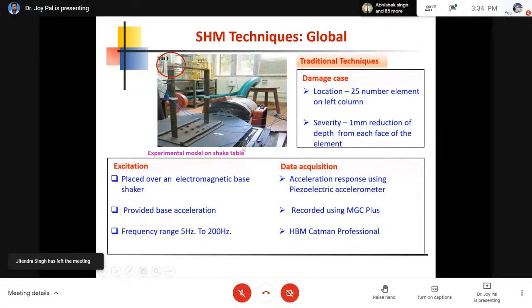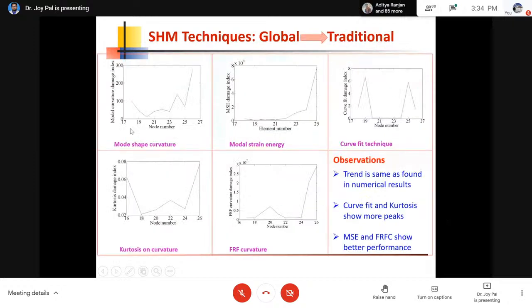We gave the acceleration here, and we collected the data using Catman Professional, which is the data acquisition system. When we applied the algorithms, it shows peaks at the damage location. By observing the peaks, you can identify the damage locations. But the problem is that apart from the actual location, some other peaks are there. This is because of experimental noise. Here is also damage, here is also damage, here is also damage. So you can be confused.